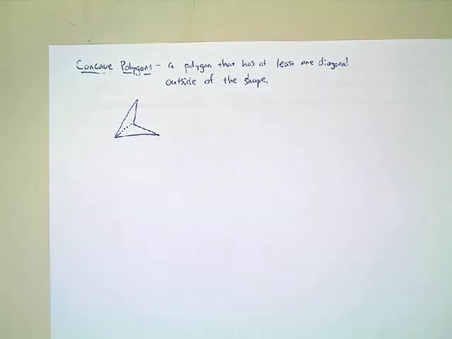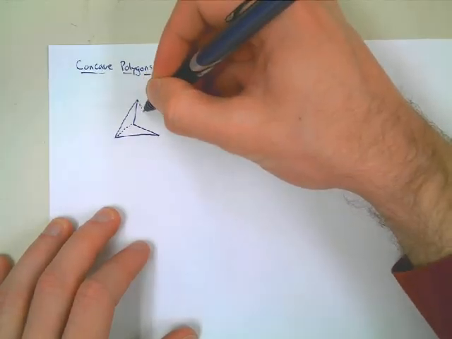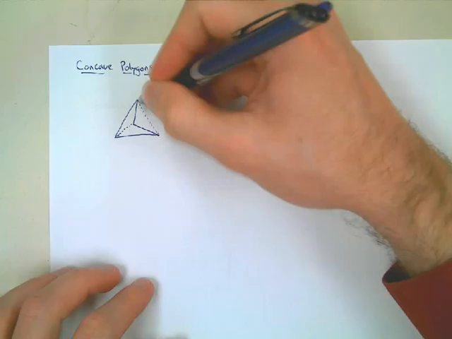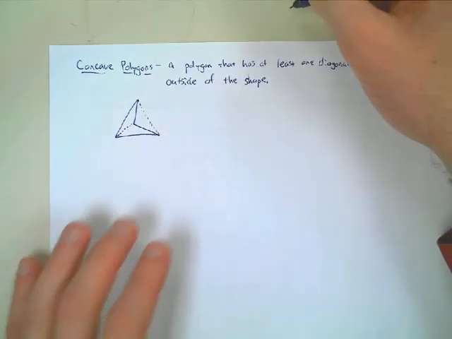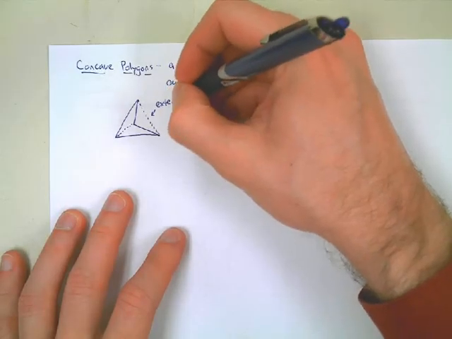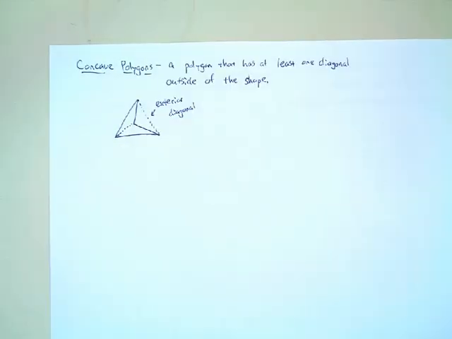But then if I were to connect another pair of vertices, for example, if I connected these two vertices using a diagonal, that diagonal is outside the shape. Okay? Exterior diagonal. And so this shape is called a concave polygon.